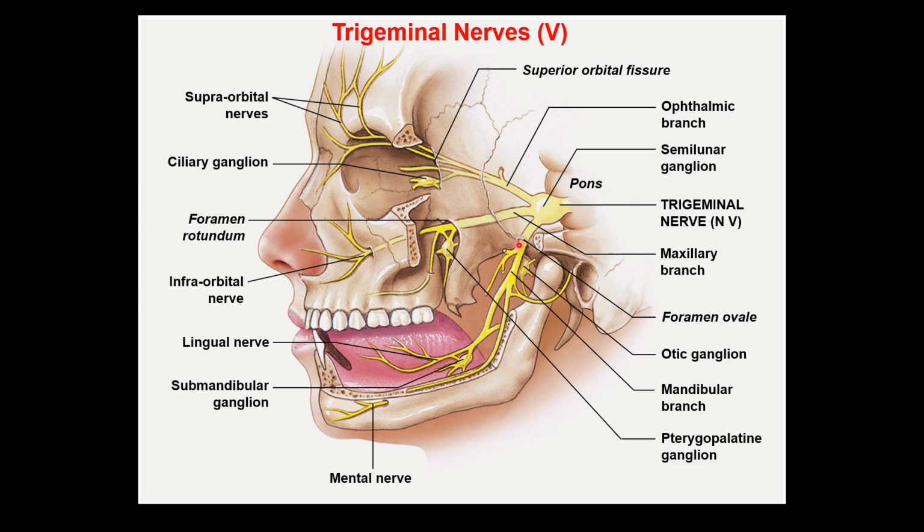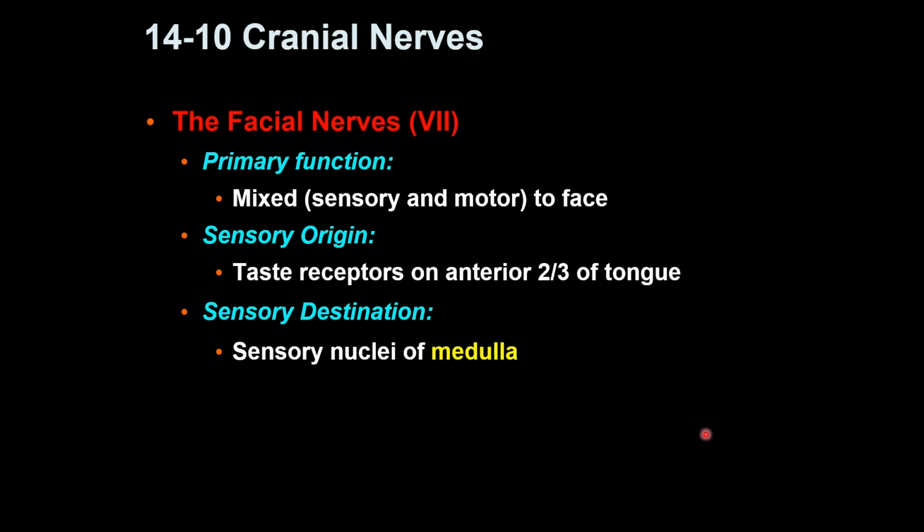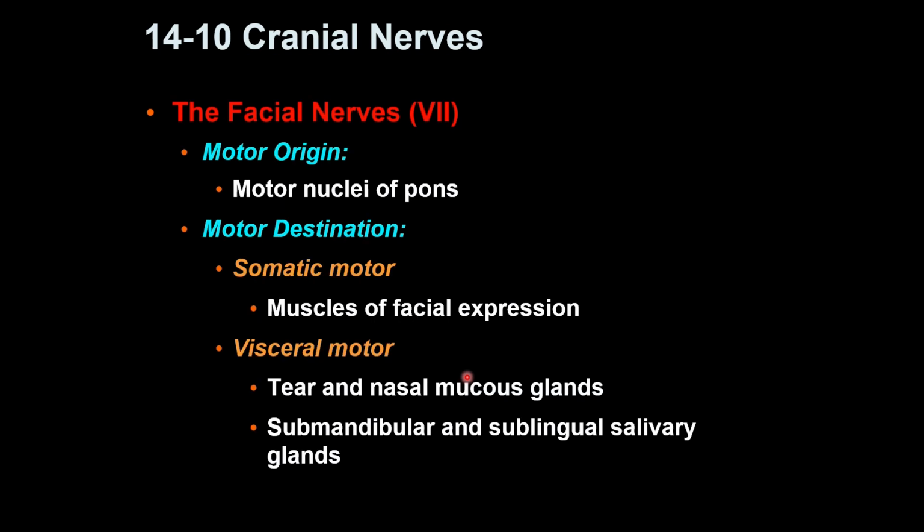The motor has two parts, starting from the pons. The nuclei are located in the pons, but it depends on where they go. Some of them are somatic, so this goes to the muscles of facial expression. I hope you remember that, slides 1 and 2, chapter 11. Or it may go to the autonomic, smooth muscle and glands. So this is most of the muscles of the face.